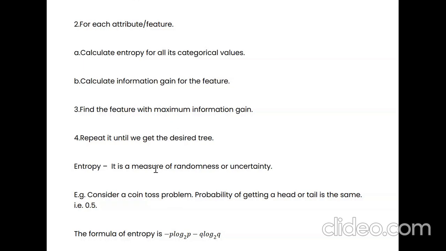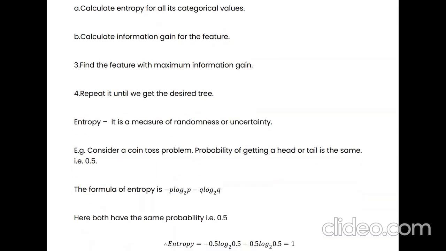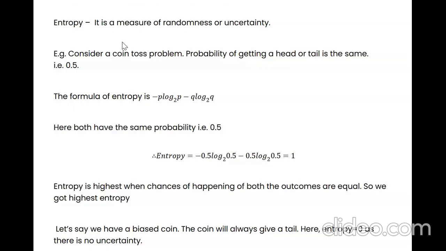Now, let us understand these terms. What is entropy? Entropy is a measure of randomness or uncertainty in the data. Now, let us understand with a coin toss problem. So, consider a coin toss problem. The probability of getting a head or a tail is the same, that is 0.5.